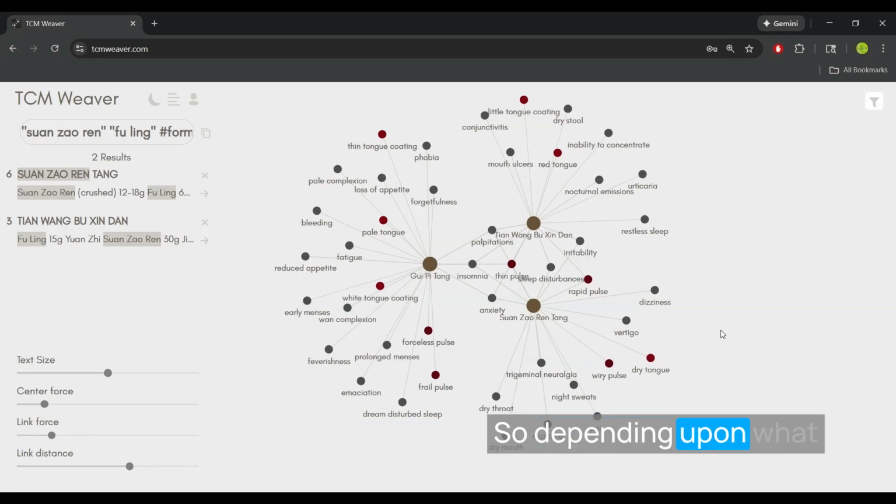So depending upon what you're seeing in your patient, if they have fatigue and maybe they have menstrual issues, that's a pretty good giveaway that Guipi Tong is going to be better for them. If they have a migraine, then this could be the one that you're looking at, especially when you compare it to Tianwang Bushen Dan. Here you may see more heat, mouth ulcers, the red tongue, more yin deficiency. So that's how, when you're comparing formulas, you can use this graph view to help you differentiate what is the better formula.